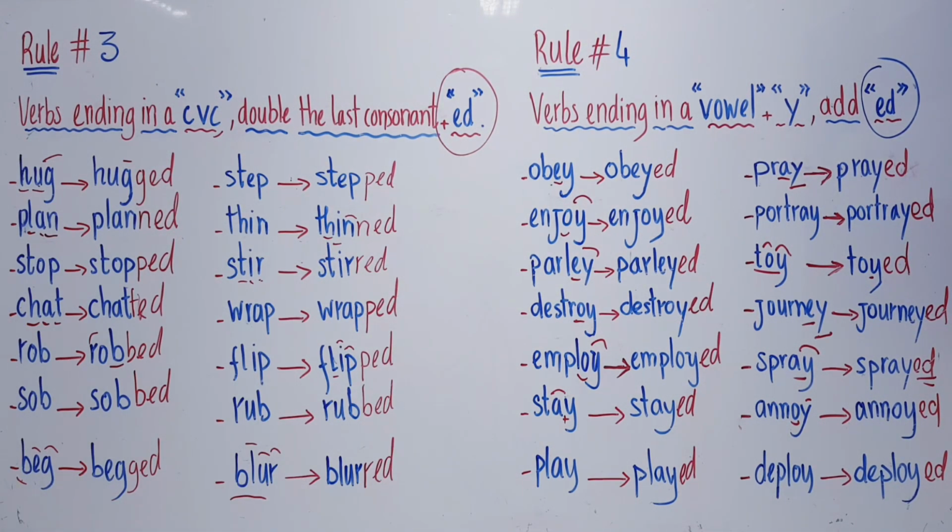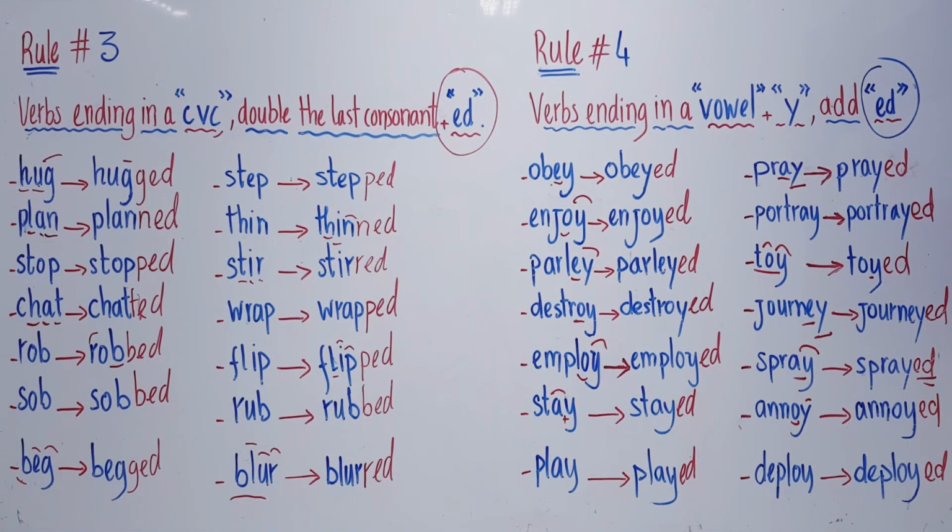Rule number 4: verbs ending in a vowel plus consonant or plus y, add ed. So rule number 4 and rule number 2 are a little bit the same, but I think it's a kind of confusion, okay? In the previous rule number 2, it says verbs ending in a consonant plus y, before you add ed, you have to change letter y to letter i and then add ed to make the past participle, okay? But rule number 4, verbs ending in a vowel, not a consonant, right? A vowel followed by letter y.